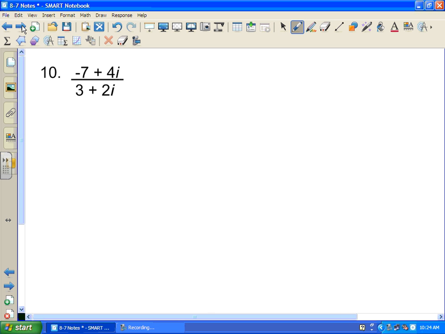Okay, we're doing the same thing, rationalizing. What do we need to multiply this denominator by? 3 minus 2i.